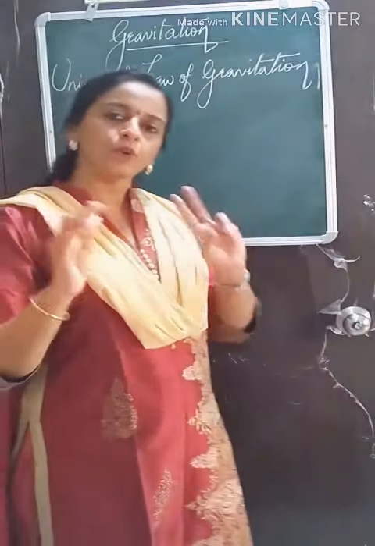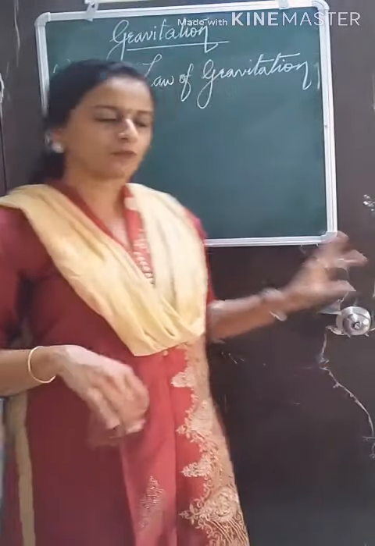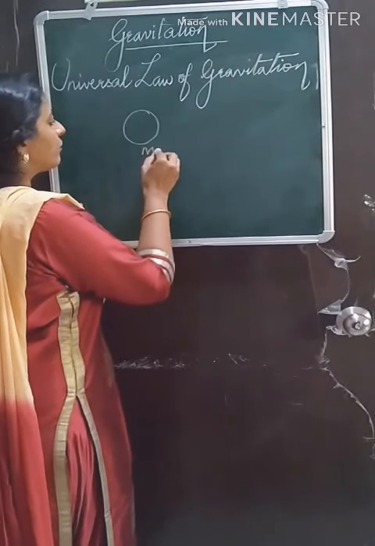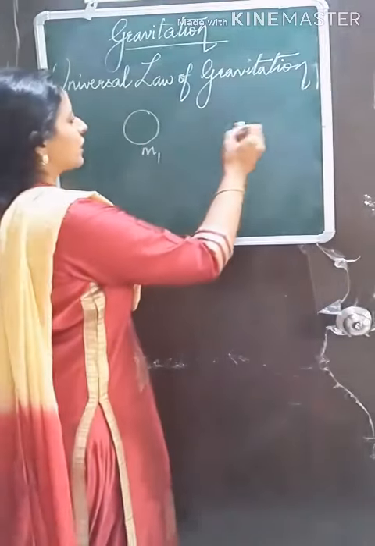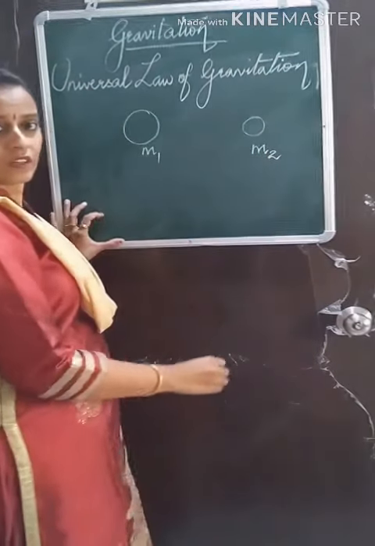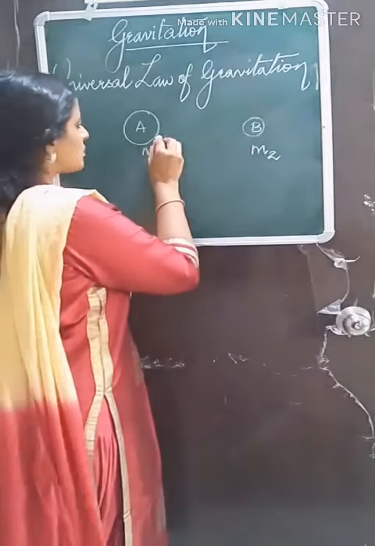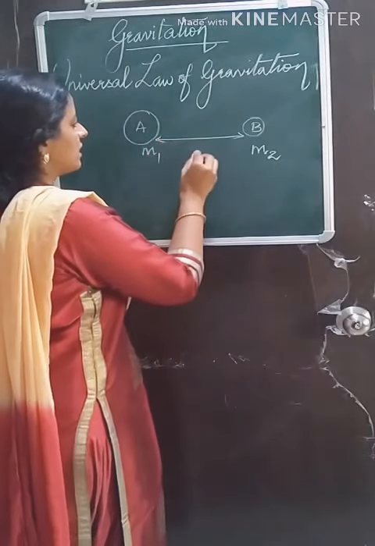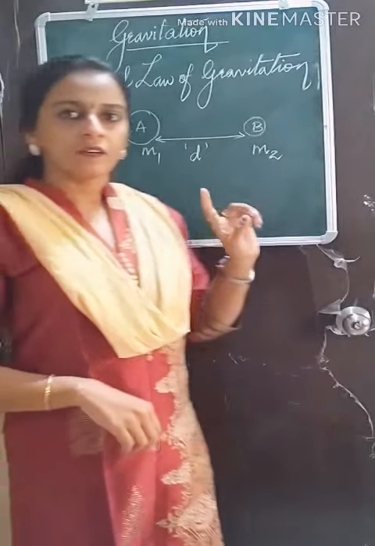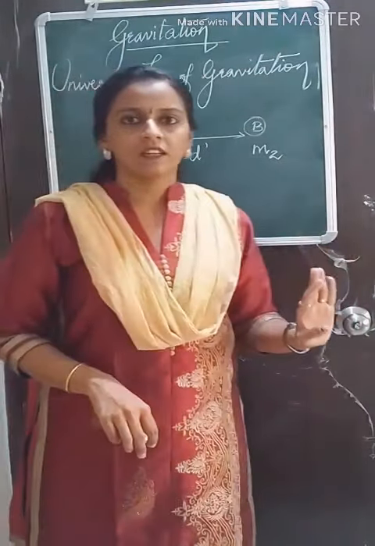Let us consider two objects, one of mass m1 and the other object of mass m2. Let us consider this object of mass m1, and a little away from that object we have another object of mass m2. Let this be A and let this be B. The distance between them will show it as D, small letter D. So we have two objects of mass m1 and m2 kept at a distance of D from each other.